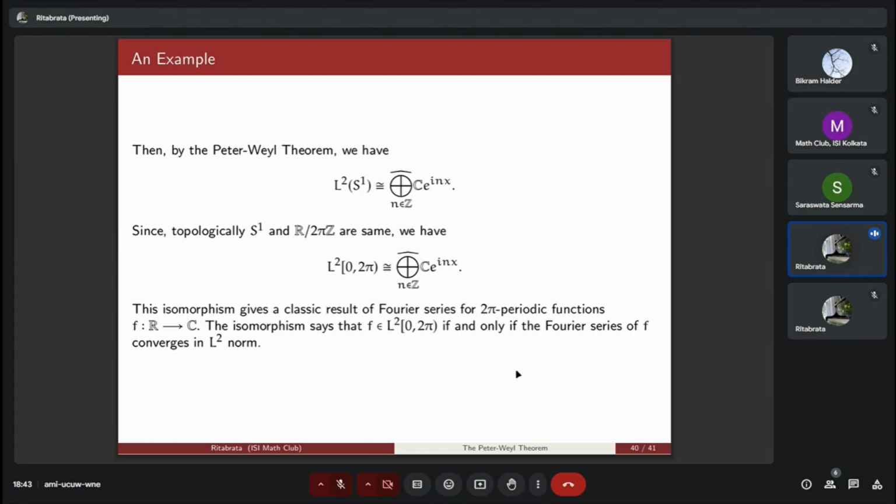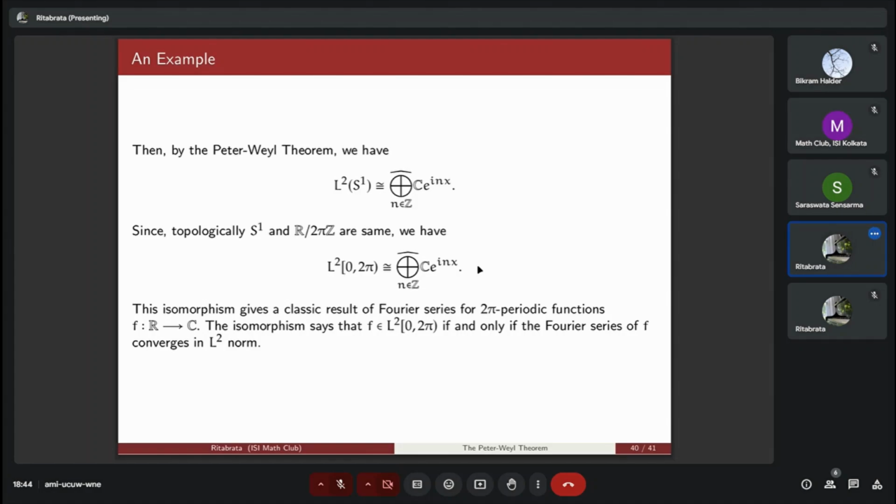Now this isomorphism gives us a useful thing. It says that f on the LHS is the same as f on the RHS. This isomorphism goes as follows: given any function, on the n-th component it gives the Fourier coefficient f hat n. It says that a 2 pi periodic function is square integrable if and only if its Fourier series converges in L2 norm. Again, this is classical Fourier analysis, but it is a nice application of the theorem.